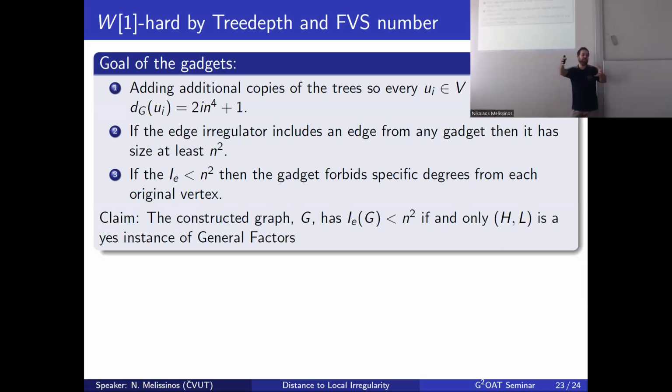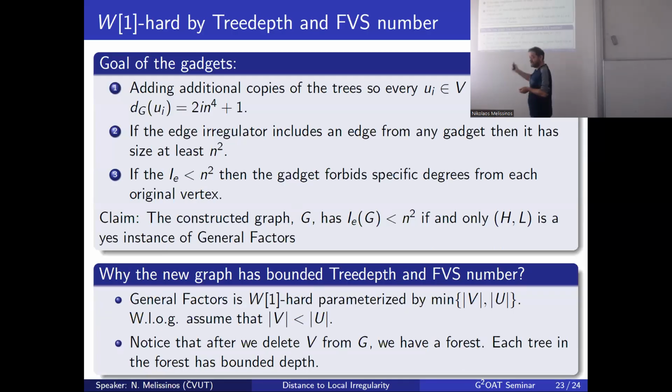What happens here is the deletions are all from the original graph, and we are forced to not have a degree that is not in the list. So it should be a solution for general factors. And the solution from general factors gives us a specific degree that appears in its list, so it's not in the bad degrees that we were forced to exclude. So we should have a solution for edge-irregulator.